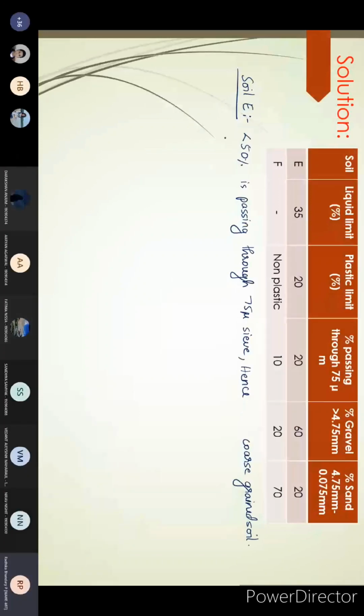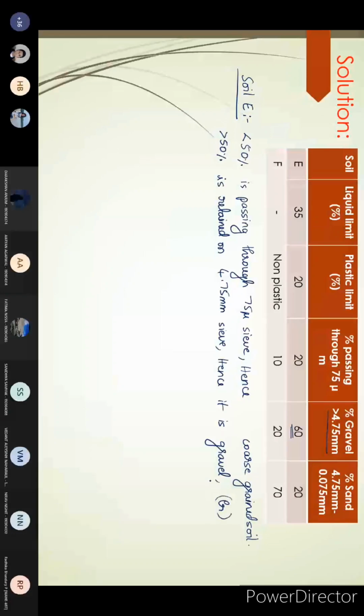Okay, after this what we have to see, now it is coarse grained soil, the second step is you have to see whether it is gravel or sand. In this case they have given more than 4.75 mm, it is 60%, which means more than 50% is retained on the 4.75 mm sieve. Hence, it is gravel, or the primary symbol will be G.